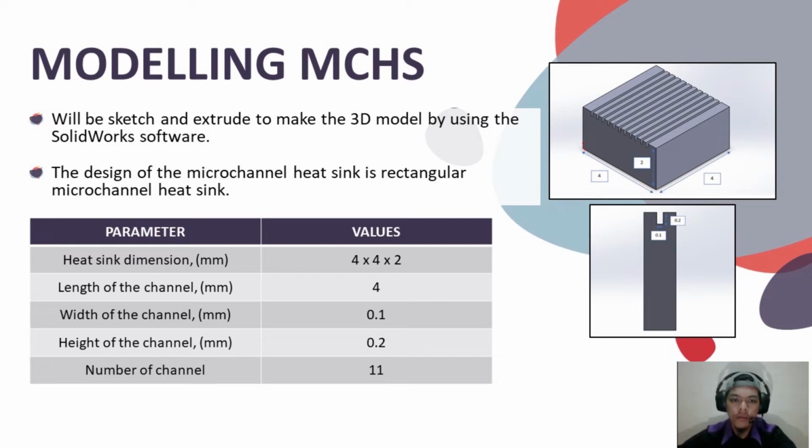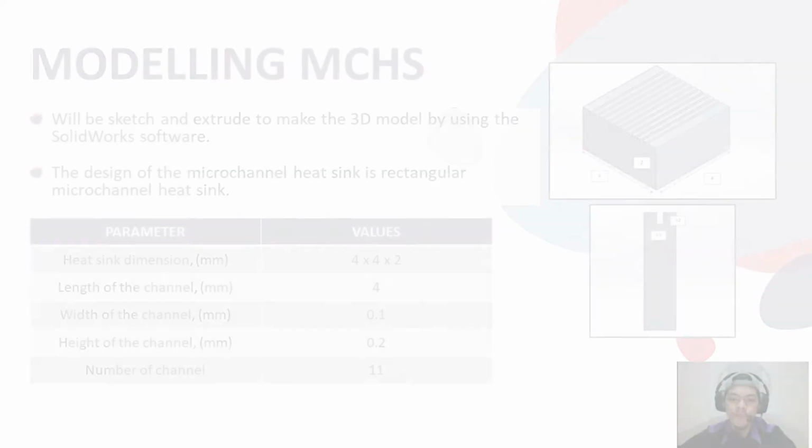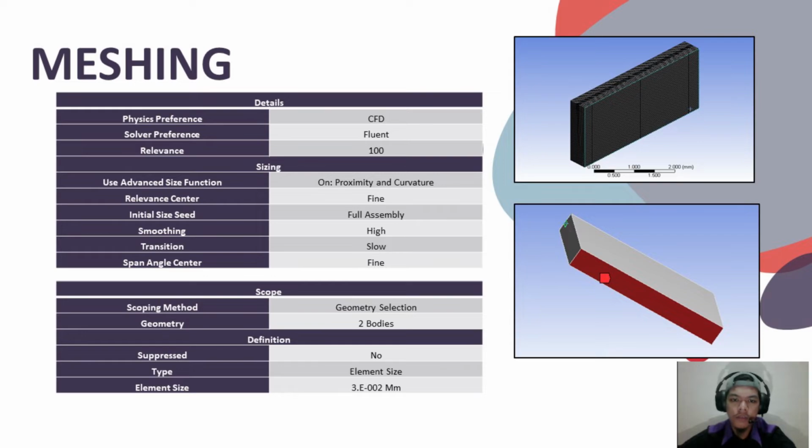Okay, the model will be sketched and extruded to make a 3D model by using SolidWorks software. The design is a rectangular microchannel heat sink. This is my dimension for the microchannel heat sink. Next, we go to meshing.